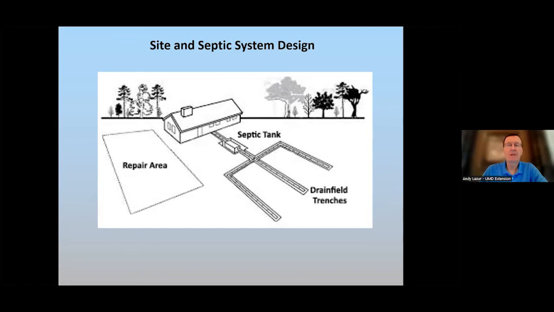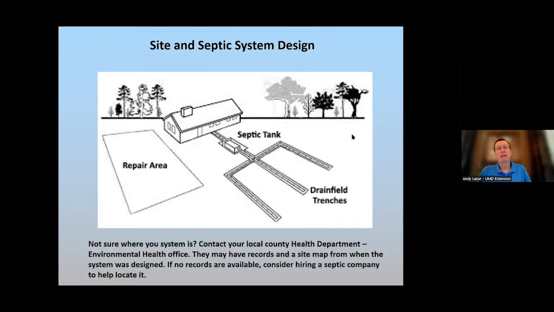And oftentimes, septic owners, they don't know where their system is. And so, where can you get that information? If you have an older home, for example, well, the local county health department, typically the environmental health office, may have records. And those records might include the location, certainly the type, its size, for example, how long are those drain field trenches.